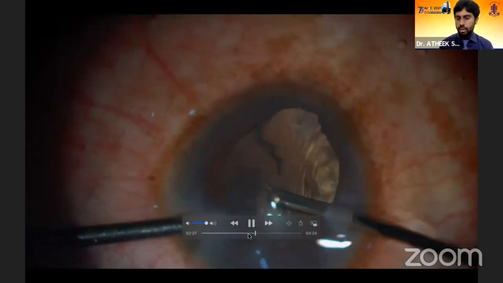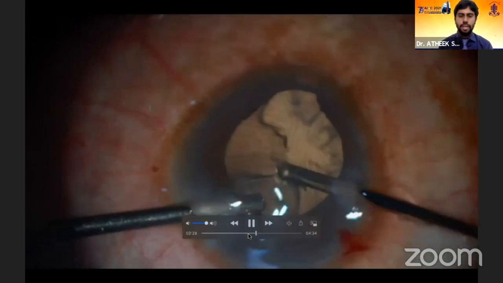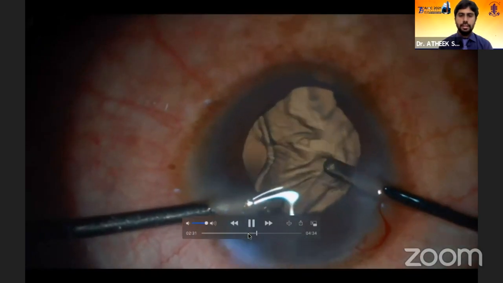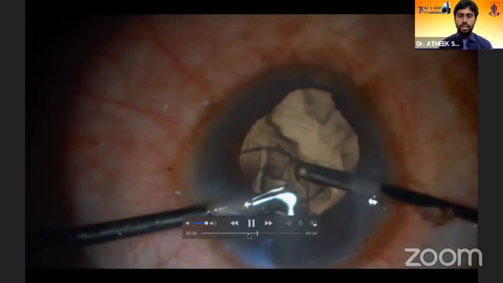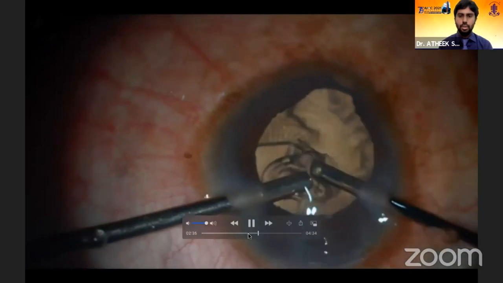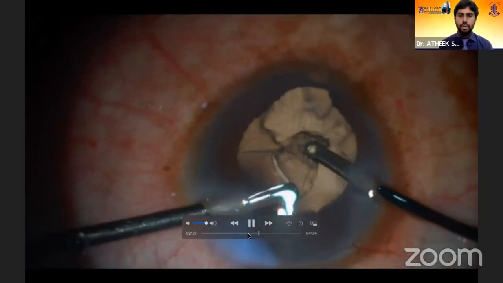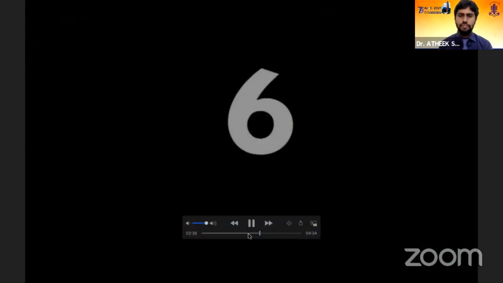IA, again, do with low parameters, not your usual parameters, at least 20% lesser. Hold the cortex, pull it to the center, and then aspirate. Do it slowly and gently. It is always okay to spend those extra few minutes rather than trying to be in a hurry.